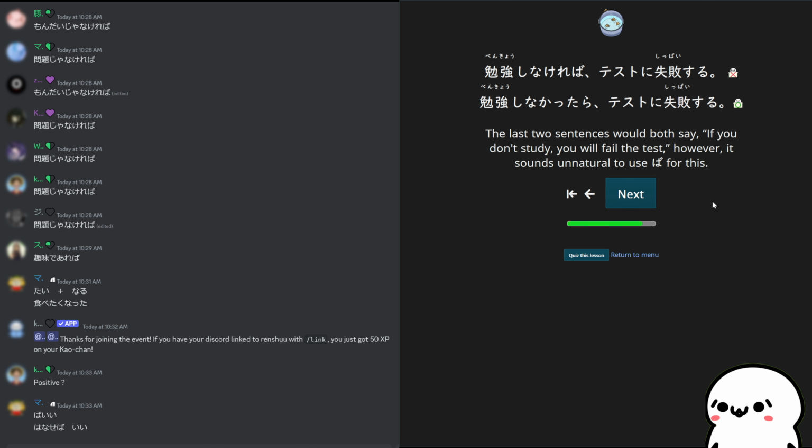However, if we're switching over to something negative, you're not going to want to use ba. If the main clause is negative, that's the second one. You've got the conditional clause first, main clause second. If it's negative, you're going to want to stick to tara. 勉強しなければテストに失敗する. So that's a little strange. However, 勉強しなかったらテストに失敗する. If you don't study, you're going to fail the test.